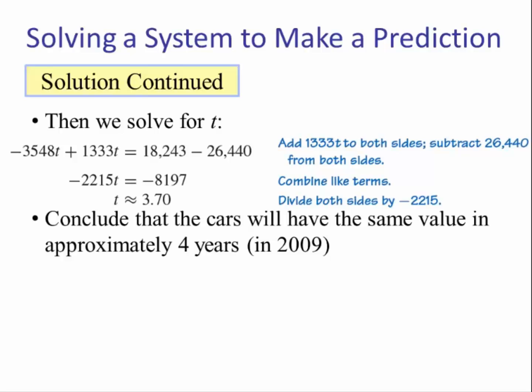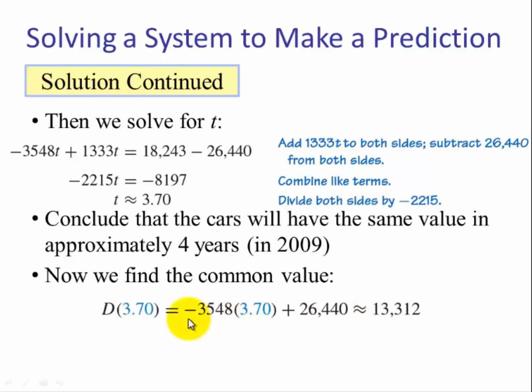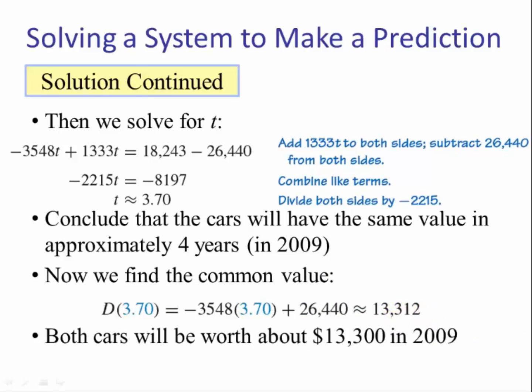Our next step is to find the value of each car. So in 2009 they will be the same value, so it doesn't matter which equation we pick. In this case I'm using the DeVille. So when T is 3.70, I substitute that in for my T, multiply it by the slope, then add my y-intercept, and we get a value of 13,312. So both cars will be worth about $13,300 in 2009, according to the model.